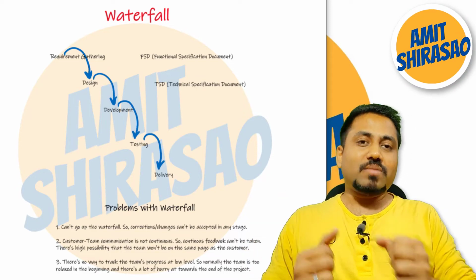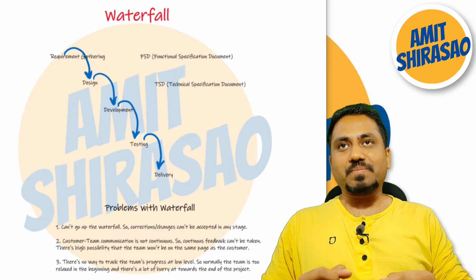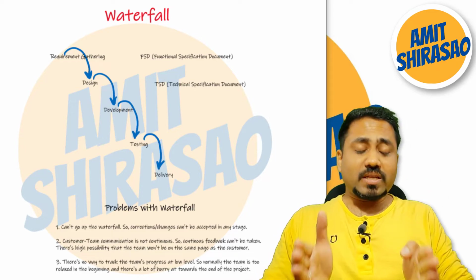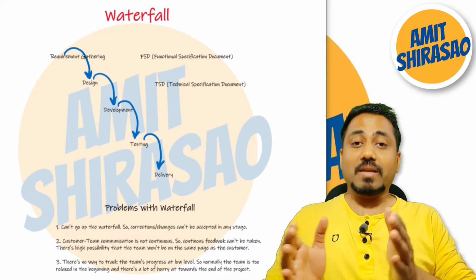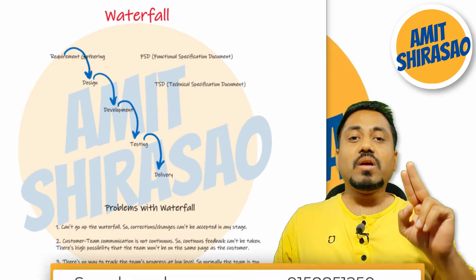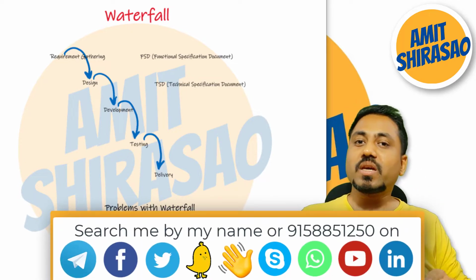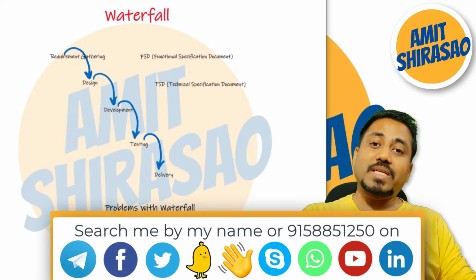And this is how development happens in Waterfall. Then when the development is done, the entire development team is released except one or two good developers. And then the product goes into the testing stage.